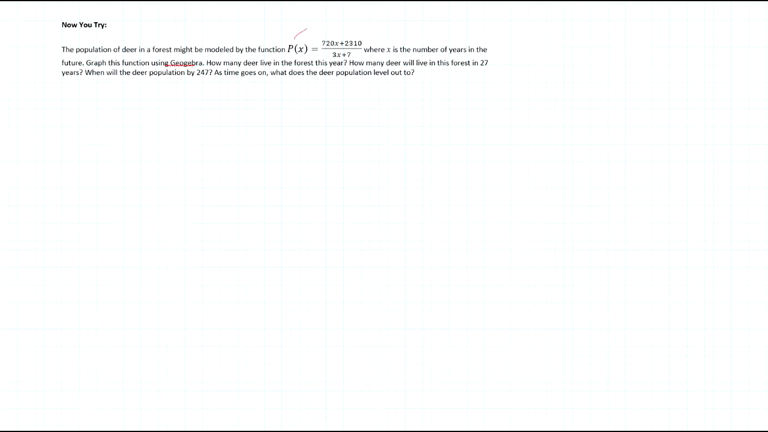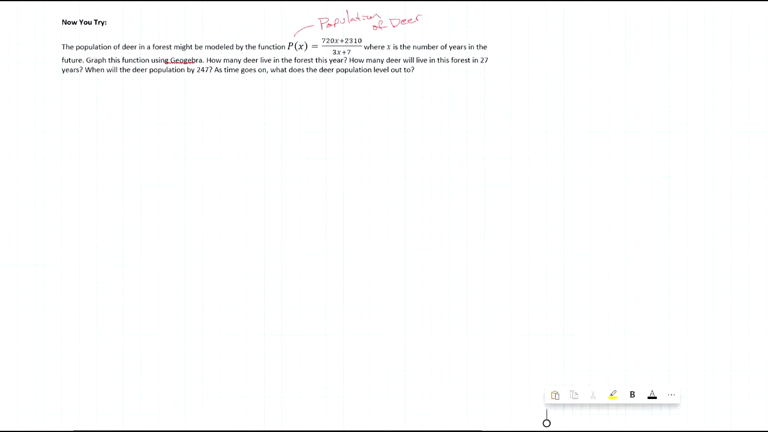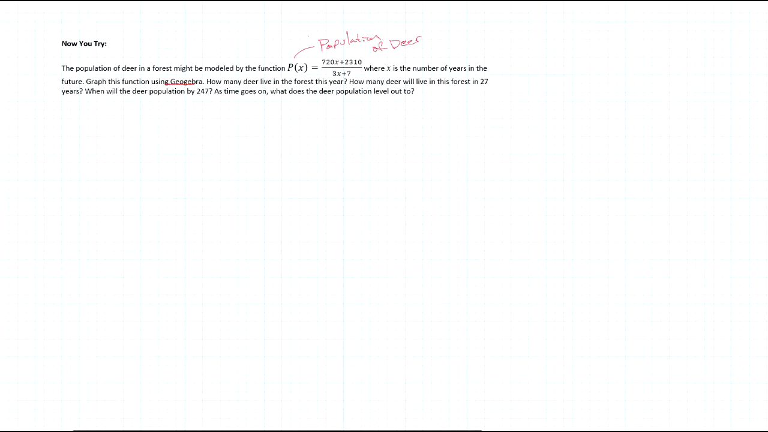So the p is the population of deer, and x, the input, so the output is the population. And the input is time in years.